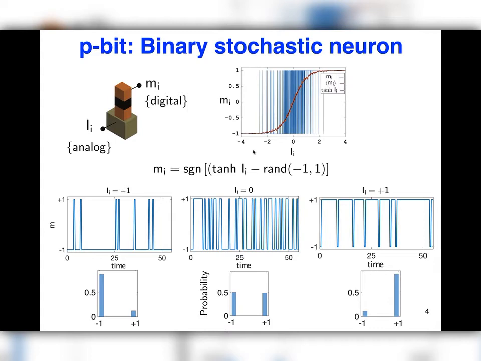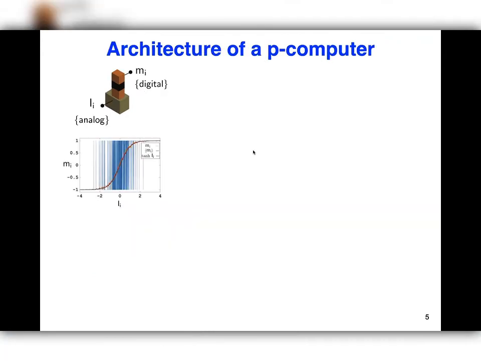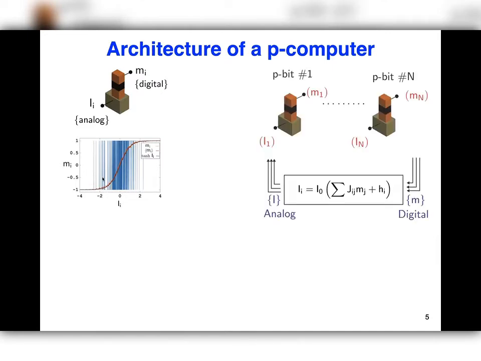Okay, that's really simple. Now, how do you build a p-computer out of this? So this is the building block for the p-bit. Now, to build a p-computer, you need to interconnect many of these p-bits. They need to talk to each other to do something useful, okay?